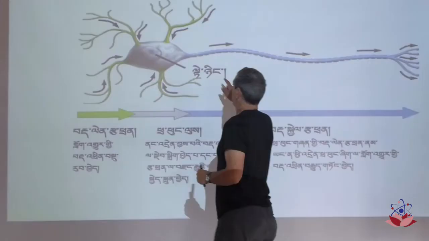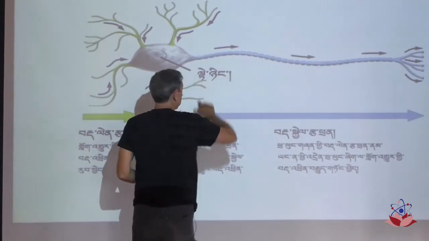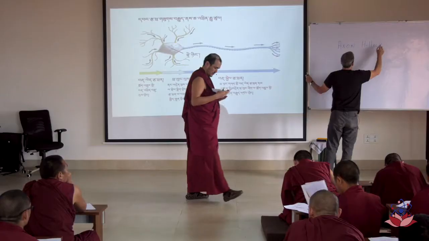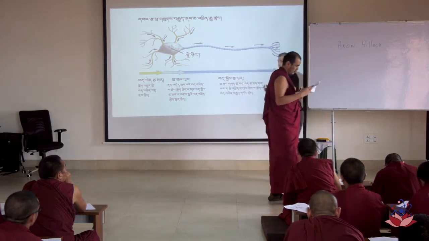This part of the neuron has a specific name. We call it the axon hillock.